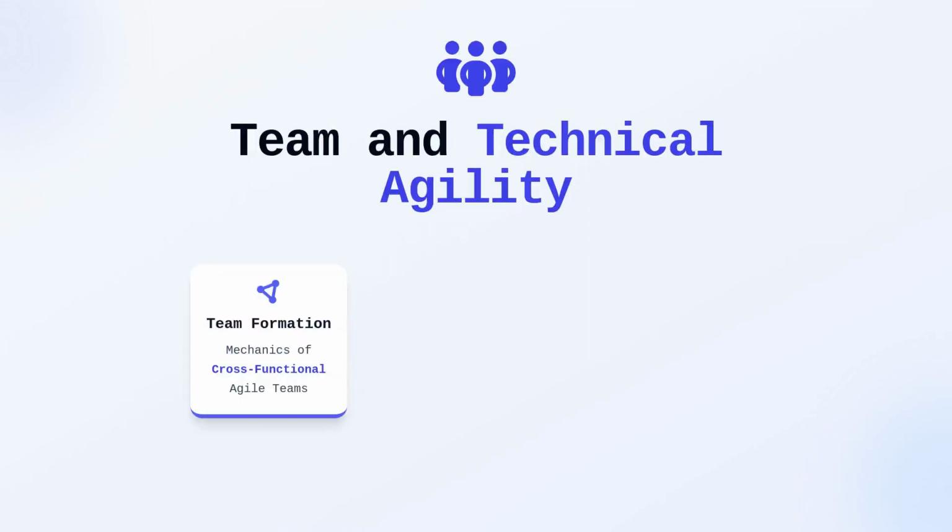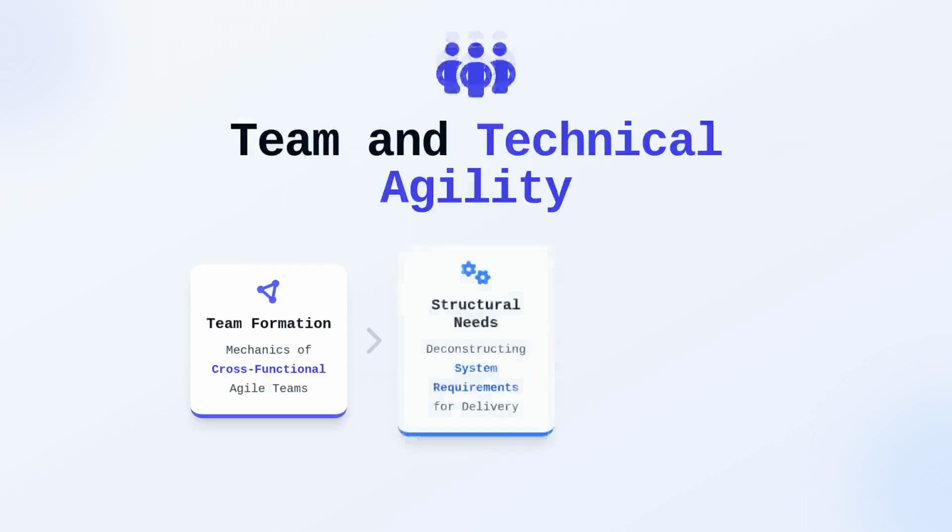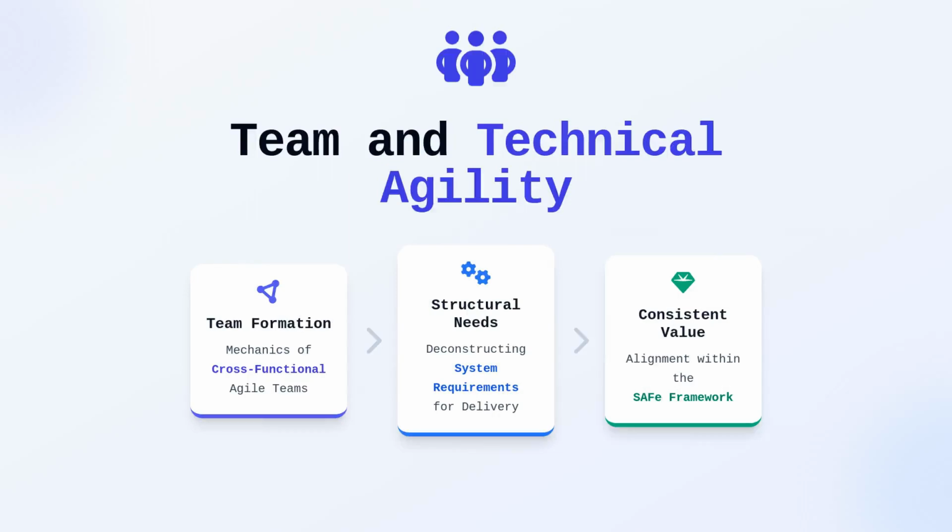Welcome to this chapter on team and technical agility, where we will examine the formation and mechanics of cross-functional agile teams. We're going to deconstruct the structural requirements that permit a team to deliver consistent value within the Scaled Agile Framework.